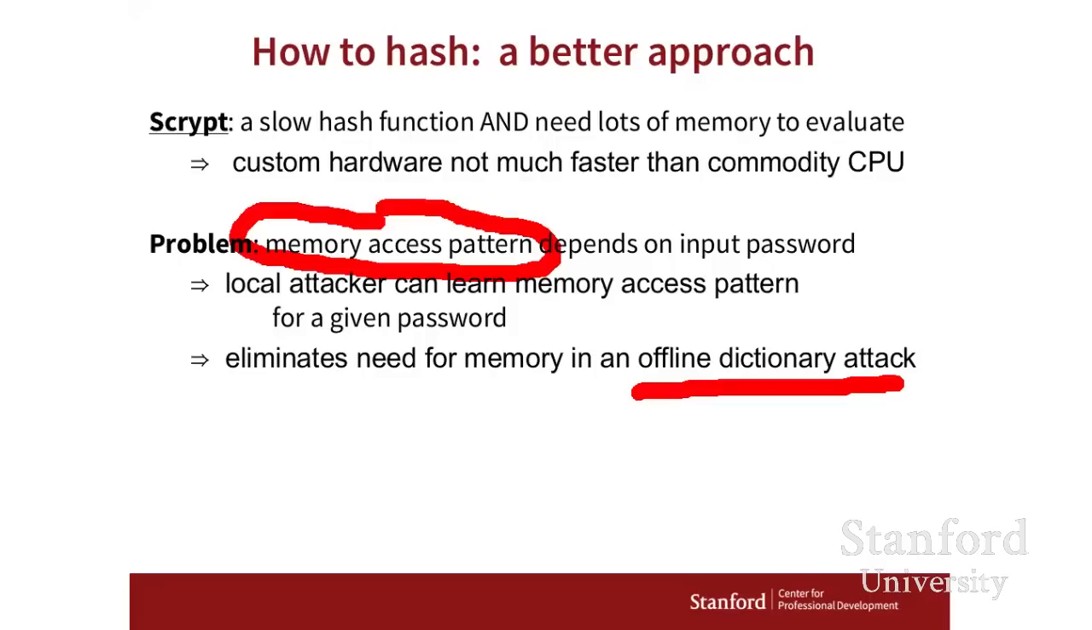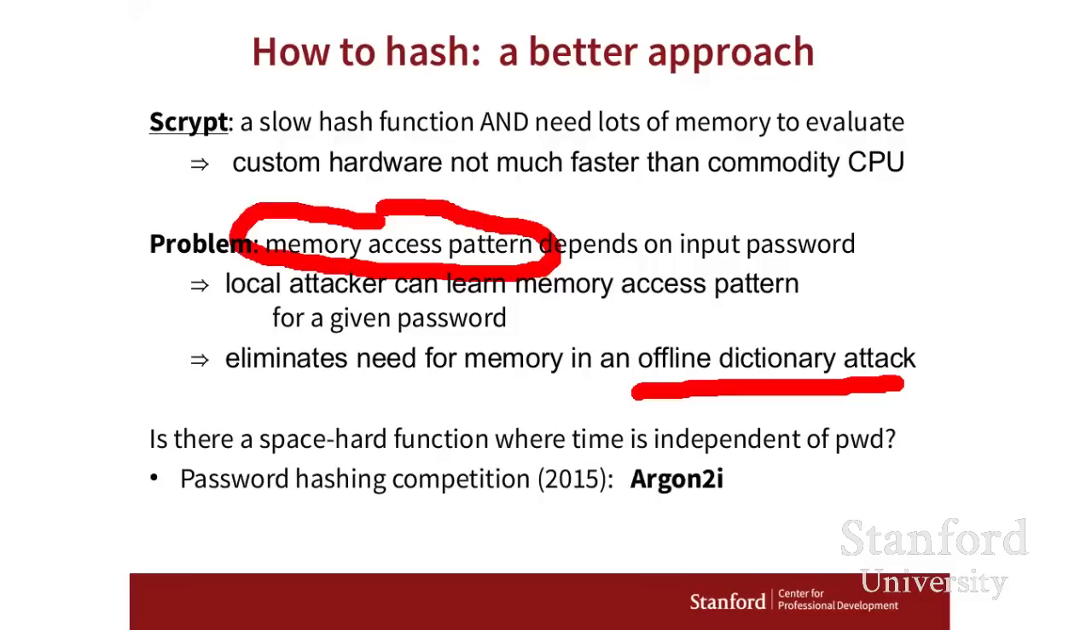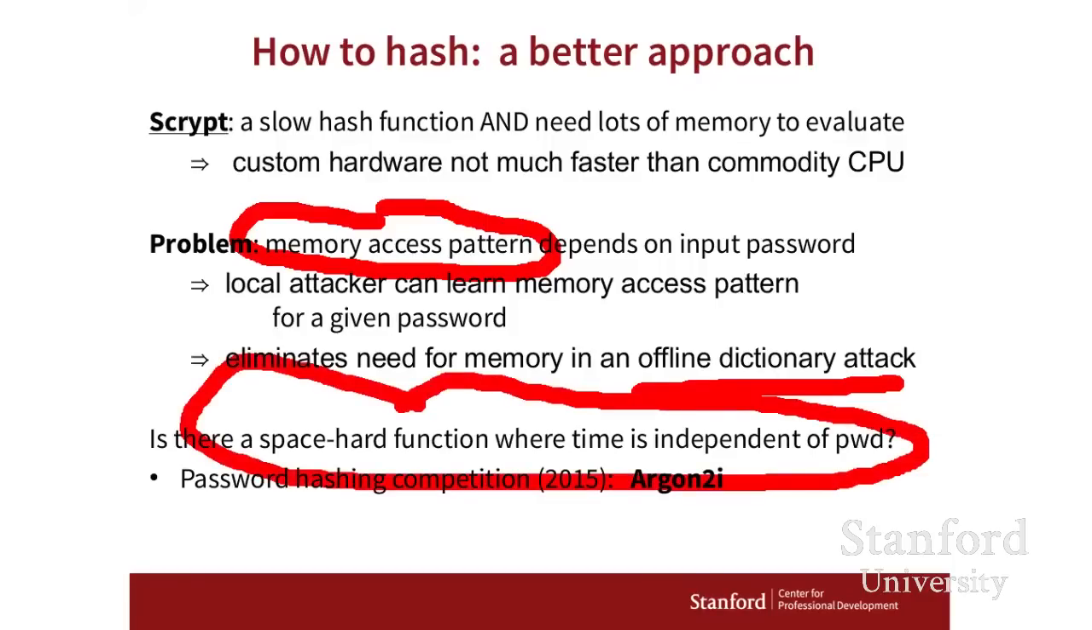Okay, so that's the issue with Scrypt, and so the question is, what do we do about that? Is there a better solution? Again, there's been progress on this recently. The question we're asking is, is there a space-hard function where the time to evaluate the hash function is independent of the password? And the answer is yes, there actually is such a thing. And here, let me show you.